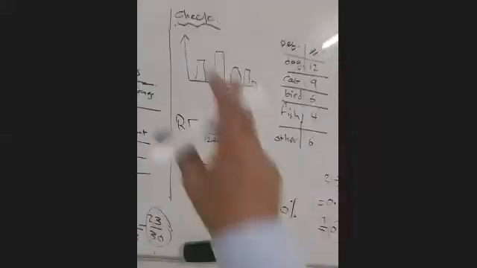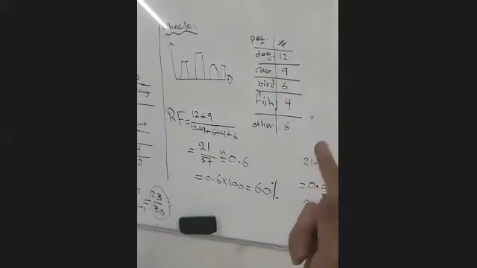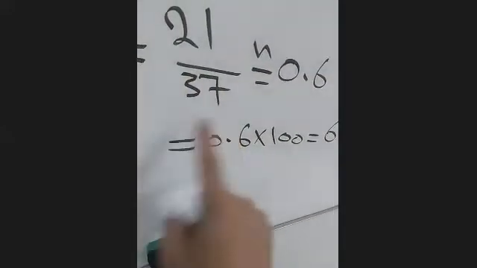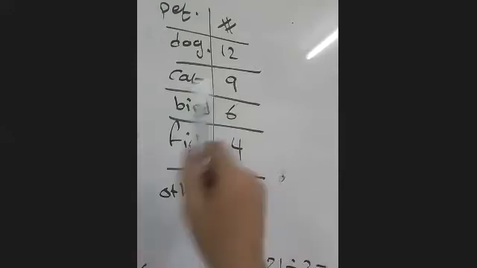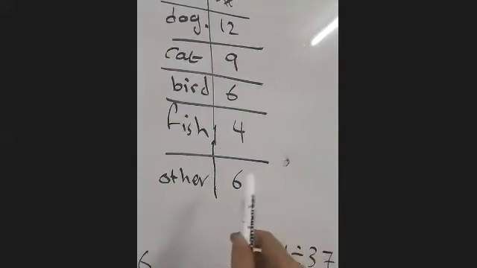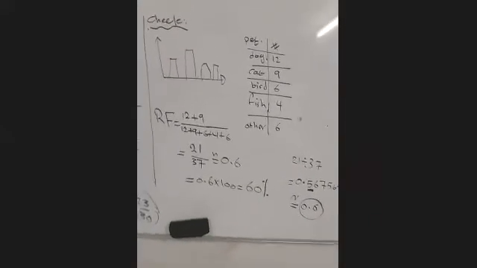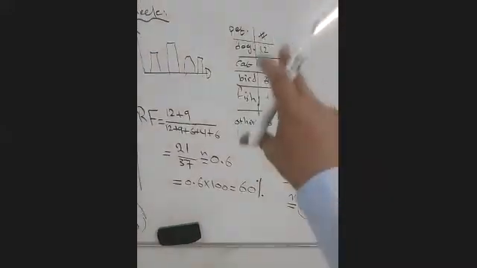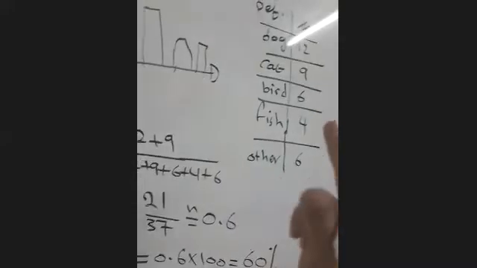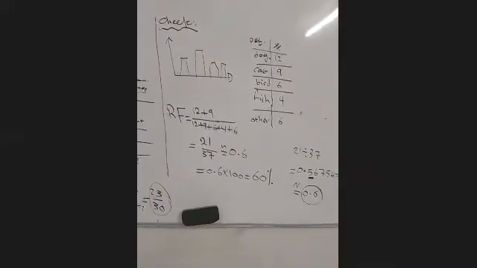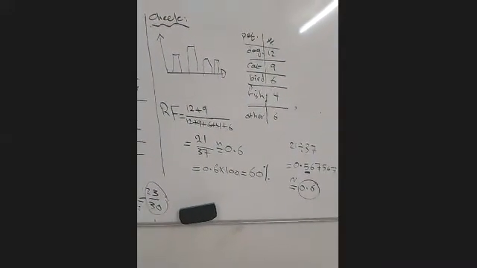So this is the check after example 3, guys. We have a table of favorite animals for the students. They asked how many students? 37 students. 12 of them chose dog, 9 chose cat, 6 chose bird, 4 chose fish, and 6 of them chose other animals, like monkey, donkey, whatever. After they finish the survey, a survey means you go to the street and ask people about their opinions and you record the results.